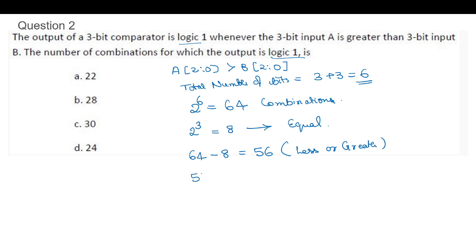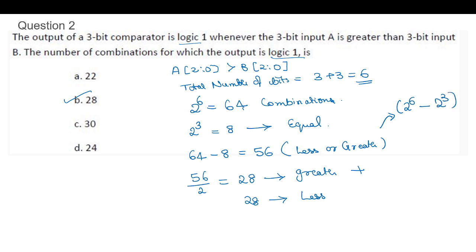So it will be half and half. So 56 by 2, it is 28 will be greater, plus another 28 will be lesser. The answer is 28. So you can also write this as 2 to the power 6 minus 2 to the power 3, divided by 2.